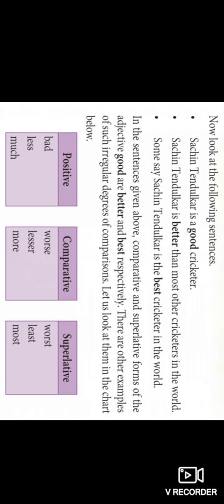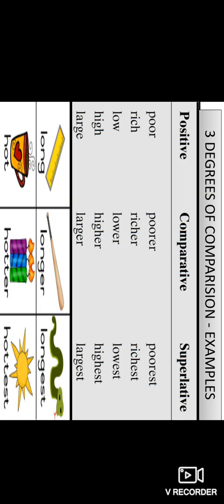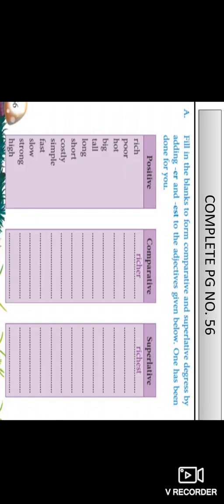See here children, the word bad, comparative will be worse and superlative will be worst. Less, lesser, least. Much, more, most. So these are the words children for positive, comparative and superlatives. Now coming to the degrees of comparison. Poor, poorer, poorest. Rich, richer, richest. Low, lower, lowest. High, higher, highest. Large, larger, largest. Long, longer, longest. Hot, hotter, hottest. See children, we have to compare these three things: positive, comparative and superlative. We should know the difference between the words here.